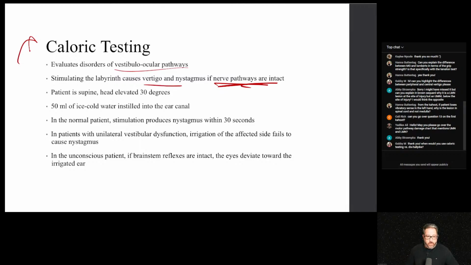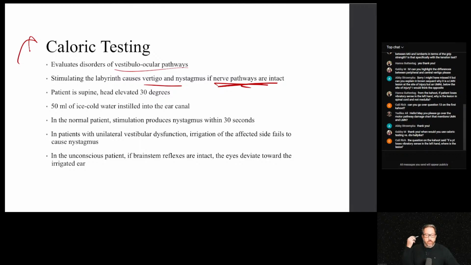So that's very important to know. If you put the water in the ear and the eyes start bouncing around, that means your nerves are intact and everything's all good. Again, normal patient, you're going to have nystagmus within 30 seconds.